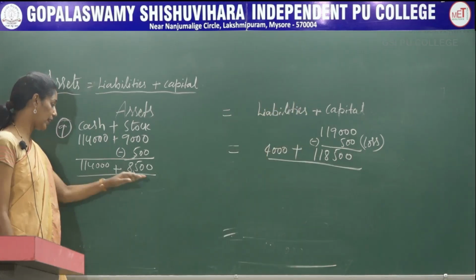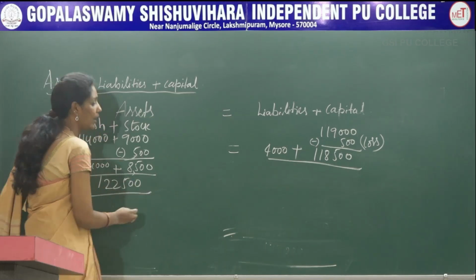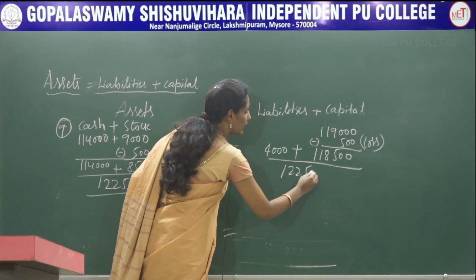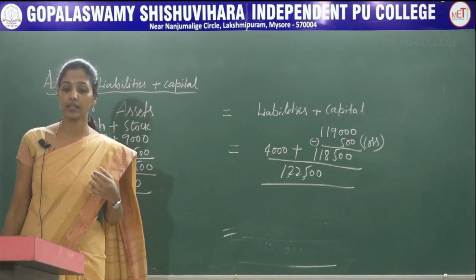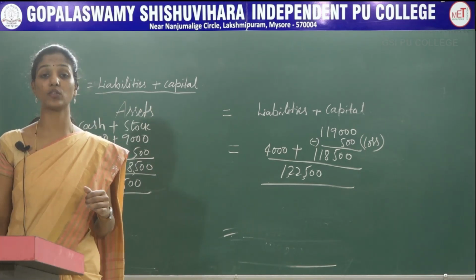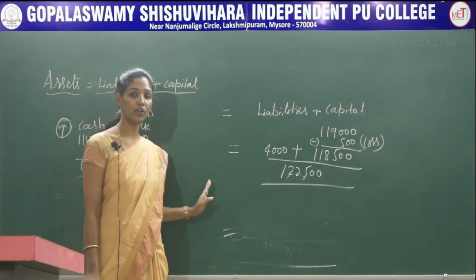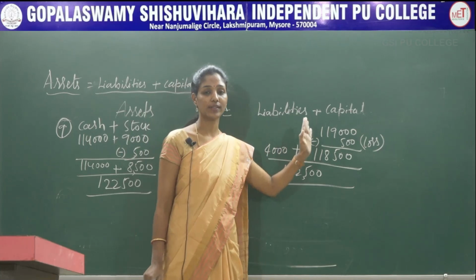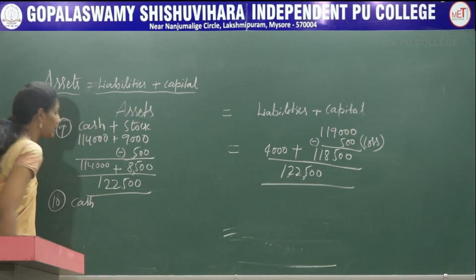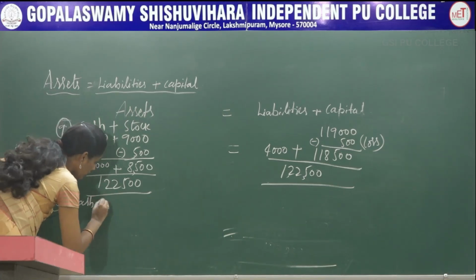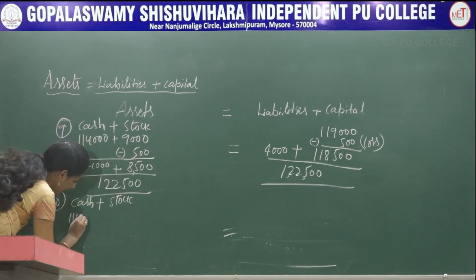1,18,500. Now add both the assets together. You will get 1,22,500. On the other side also 1,22,500. The next transaction is cash withdrawn for personal use rupees 20,000. This transaction affects cash on the asset side of the equation and it affects the capital on the other side of the equation. First, let us copy the previous transaction. Cash plus stock.